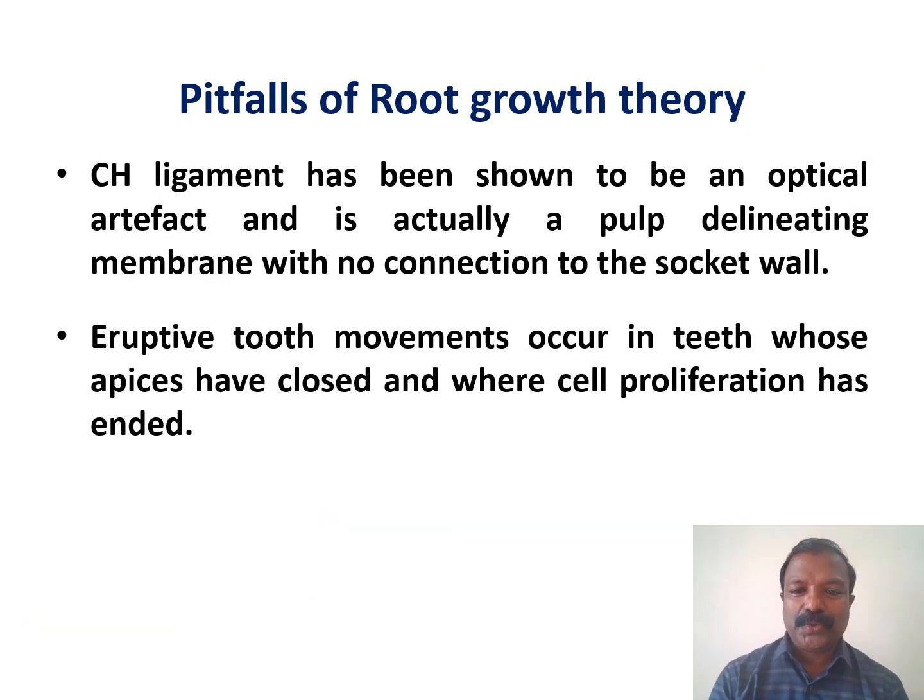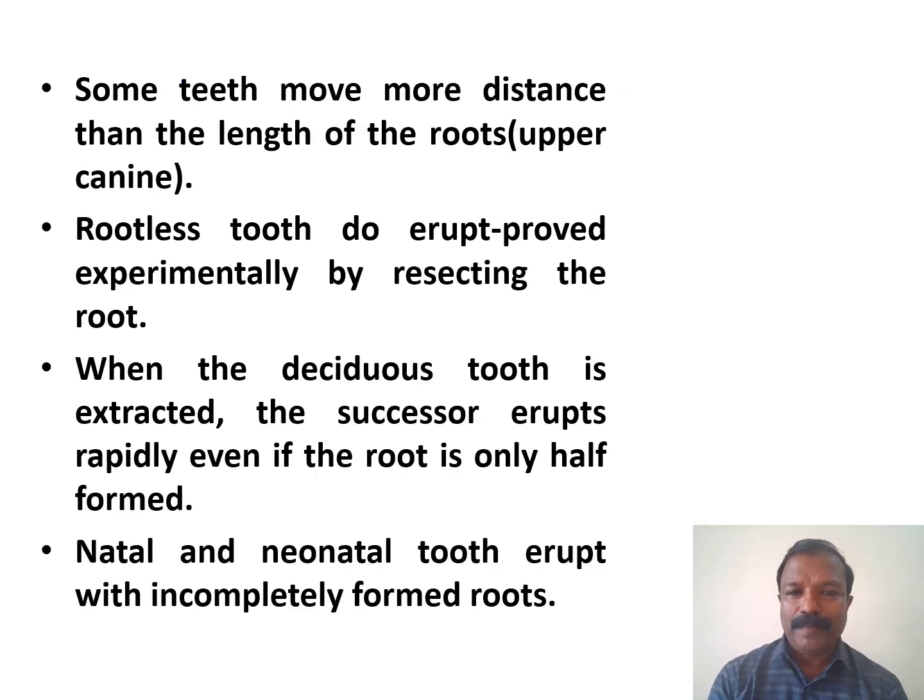So pitfalls of root growth theory. Cushion hammock ligament has been shown to be an optical artifact and is actually a pulp delineating membrane with no connection to the socket wall. Eruptive tooth movements occur in teeth whose apices have closed and where all cell proliferation has ended. Some teeth move more distance than the length of the roots, for example, the upper canine.